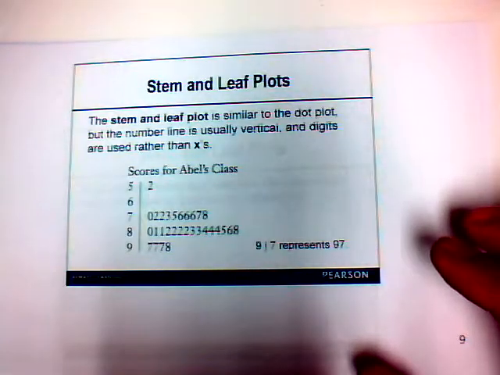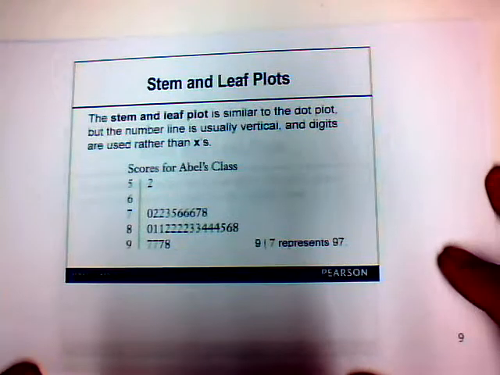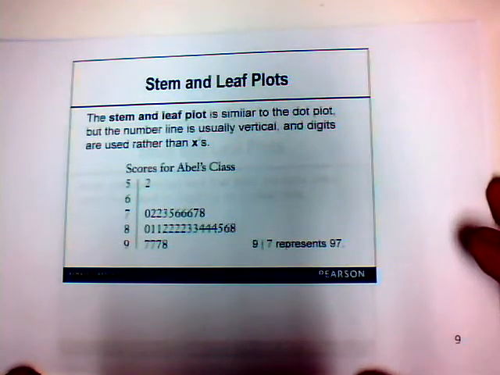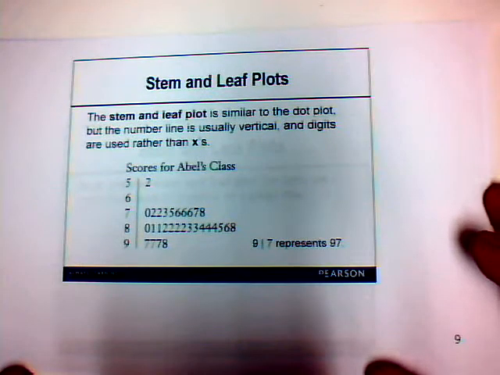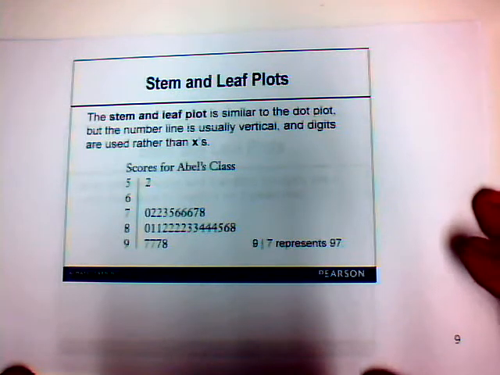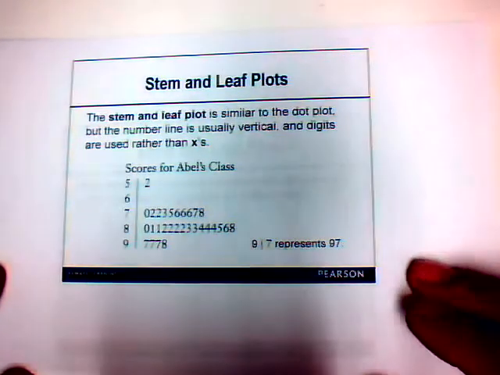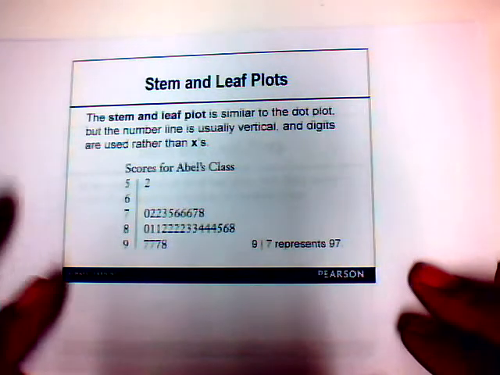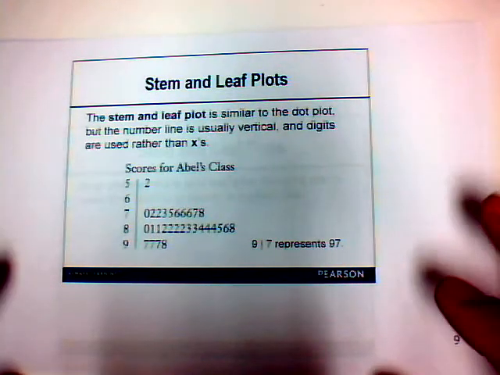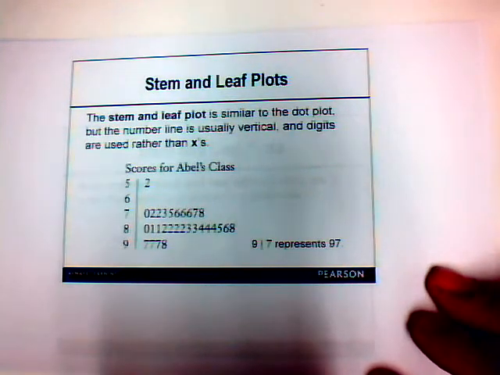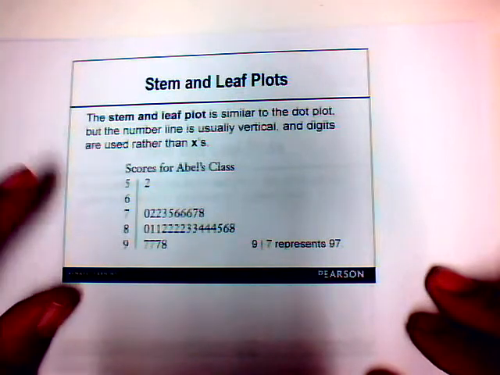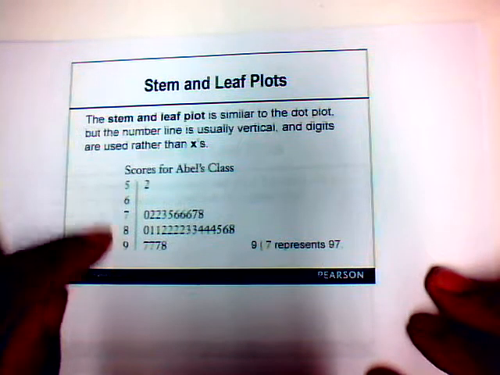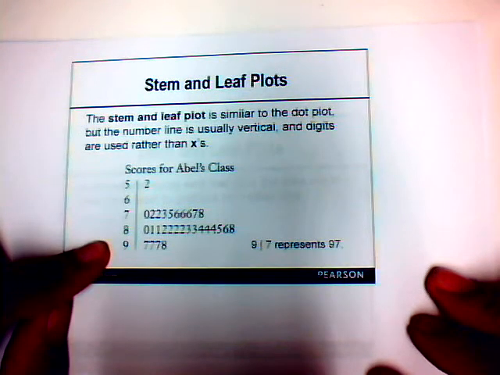All right, next is a stem and leaf plot. A stem and leaf plot is similar to the dot plot, but the number line is usually vertical and digits are used rather than the X's. So for the scores in Abel's class that we talked about earlier, we can take those 30 data values and construct a stem and leaf plot.